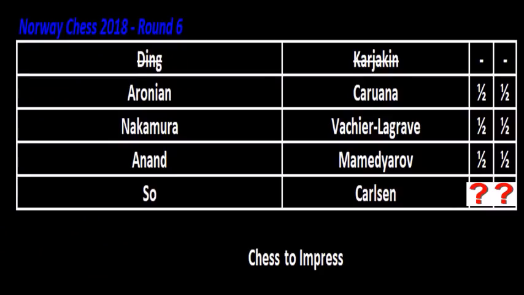We know that Ding Liren withdrew from the tournament because of his hip injury and operation. Aronian and Caruana played a draw, so did Nakamura and Vachier-Lagrave. Anand and Mamedyarov also split a point. That leaves the game between Wesley So and Magnus Carlsen. Let's have a look at that game.